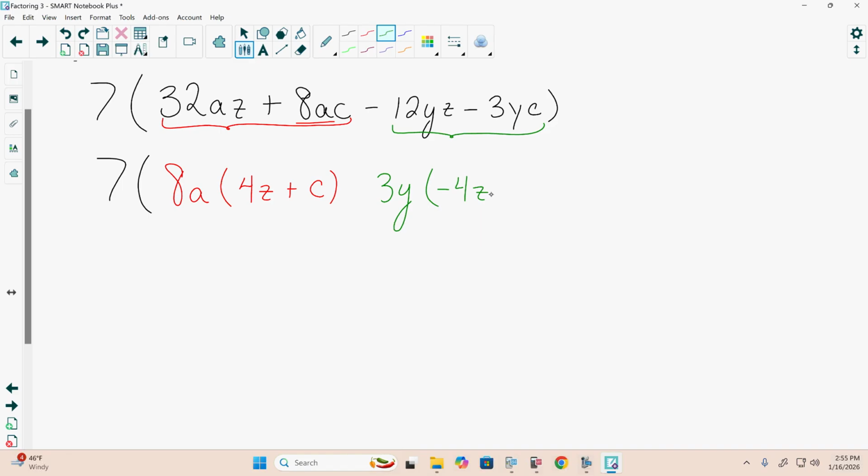It's not the same. It's negative instead of it being what? Positive. We talked about this actually a minute ago. How could I fix that from it being negative 4Z to make it positive 4Z? We can factor the negative out. Because negative 12 divided by negative 3, the negative and negative make a positive. 12 divided by 3 is 4, giving me 4Z. If I factor the negative 3Y out of negative 3YC, it's going to become plus, and we'd still have the C.